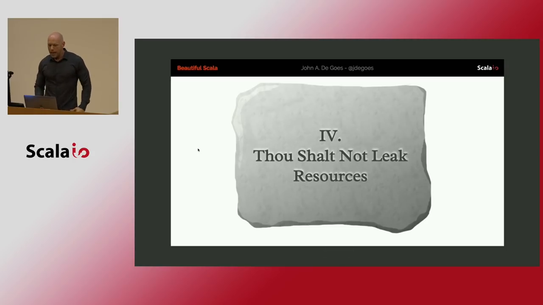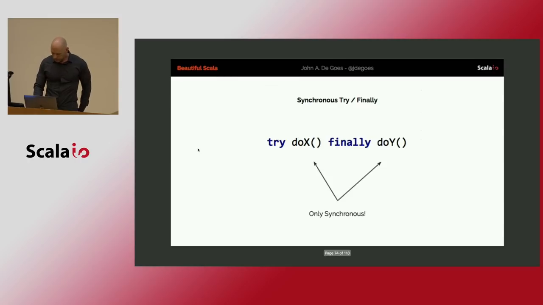Commandment 4, thou shalt not leak resources. Java and Scala give us try finally as a way of making sure we don't leak resources, because no matter what happens in the try, the finally block will be executed. So we can open files in the try block, and we can close them in the finally block, and that gives us a guarantee that we won't leak resources. The problem, however, is it only applies to synchronous code. Try finally doesn't work for async code.